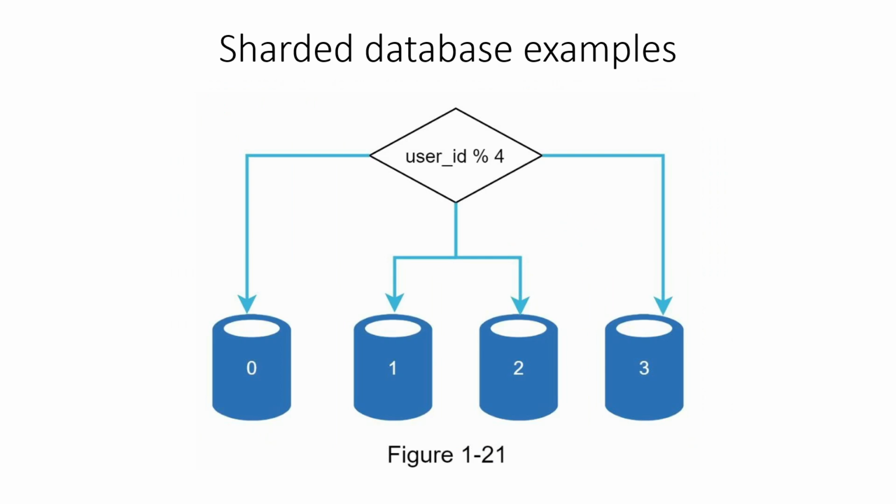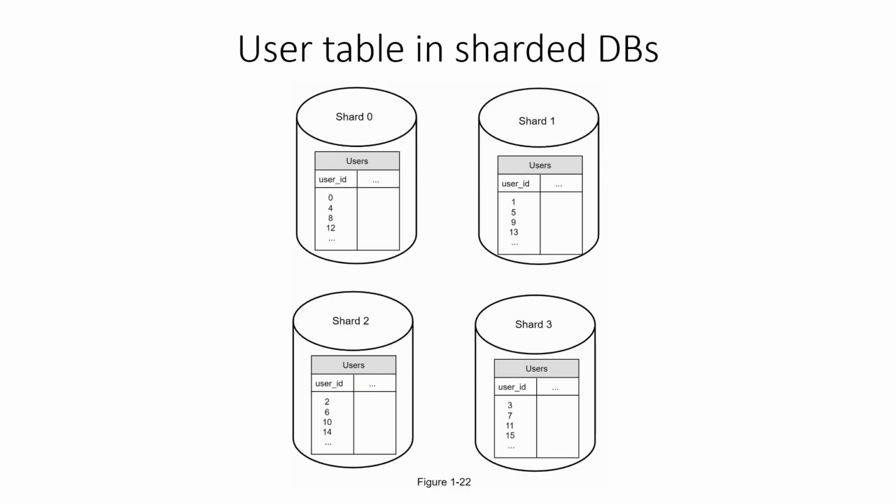User data is allocated to a database server based on user IDs. Anytime you access data, a hash function is used to find the corresponding shard. In our example, user ID divided by 4 and the remainder of it is used as the hash function. If the result equals 0, shard 0 is used to store and fetch data. If the result equals 1, shard 1 is used. The same logic applies to the other shards. Figure 122 shows the user table in sharded databases.